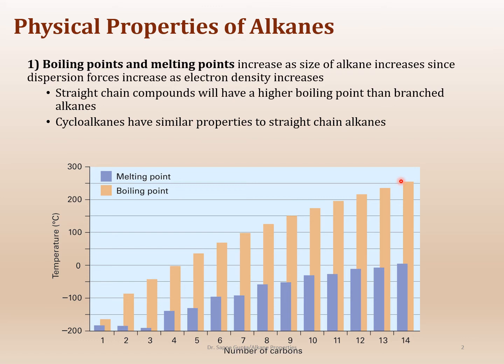So the smallest alkanes are going to have very low boiling points and melting points. Now you will remember, of course, that straight chain compounds are going to have higher boiling points and melting points than branched ones, because of the weaker intermolecular forces between branched molecules. Cycloalkanes will have the same kind of properties as alkanes, so no new information there to remember.